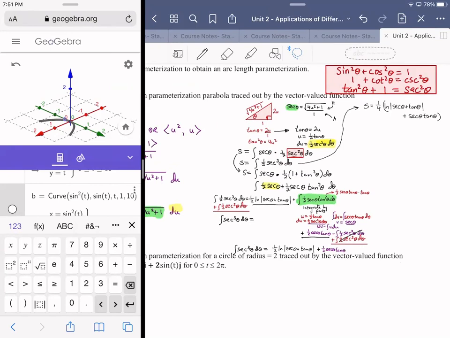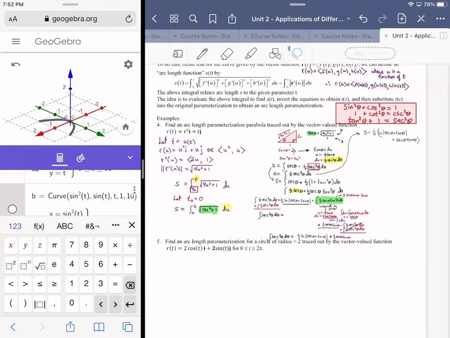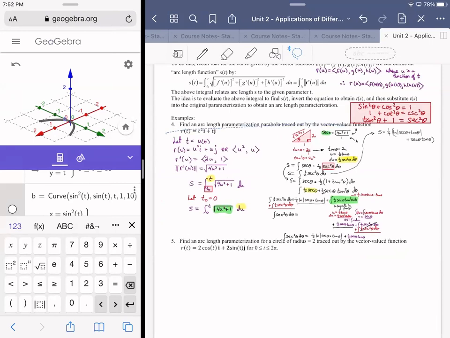Now S is really the arc length, but we want to have this in terms of t. So I can now reverse substitute, because I know that secant of theta is equal to the square root of 4u squared plus 1. Tangent theta is 2u. So I can make those substitutions. All right. So another resize coming up.